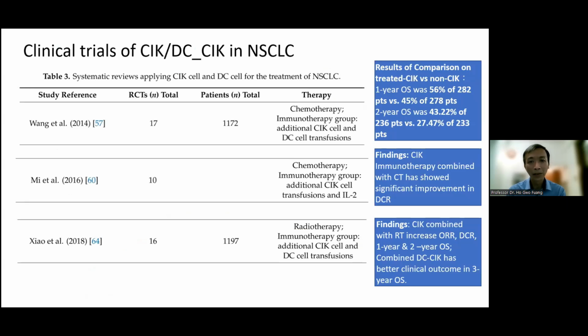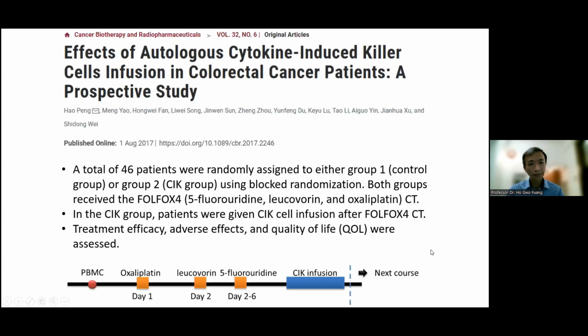So these are the systematic reviews of the studies that have been done, and basically they show adding the cytokine-induced killer cells improves OS from 45 to 56%. Immunotherapy combined with chemo shows significant improvement in disease control rate, also better overall response, and maybe better OS at 3 years.